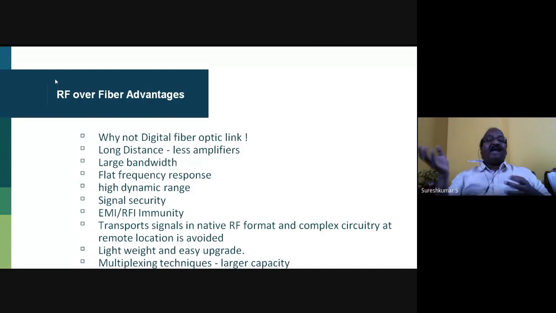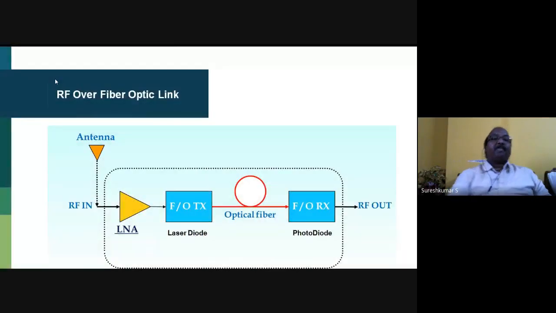Directly connect the RF signal, you need not do any formatting like digital, and then easy upgrade is possible, and multiplexing. Multiplexing in a digital system is easier. And in RF over fiber, we have done much multiplexing, which I'll show you, which will be quite interesting to you also.